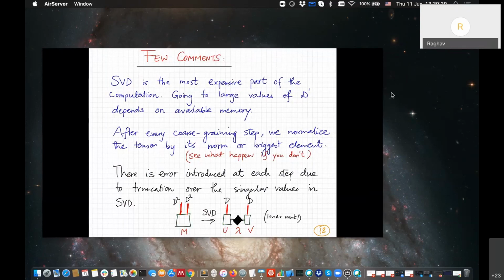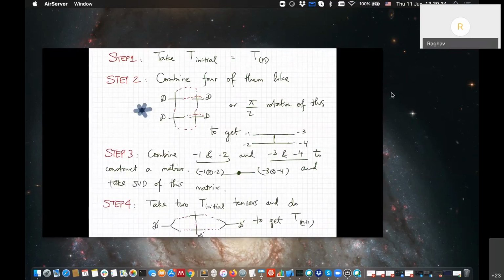So at every coarse graining step, we normalize the tensor. What does that mean? That means if I start from a tensor, say Tn, and I get to a tensor Tn plus 1, and I don't normalize, then eventually after a few steps of coarse graining, it is going to blow up. So what I do at every step is that I take the tensor and divide it by some normalization factor. Now, the normalization factor can be anything from the greatest element of that tensor or the norm of that tensor. We'll see that in the code explicitly when we get to it.